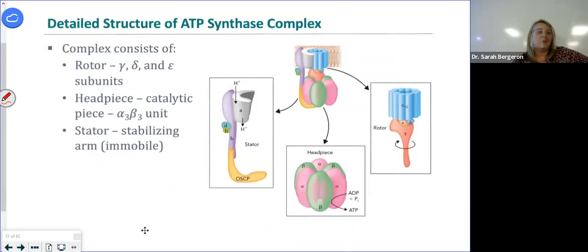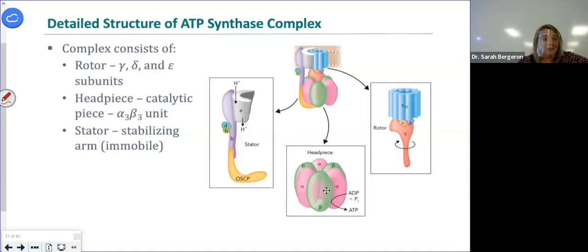Okay, if you take a look, you can break this down into 3 major components. In that F1 complex, you have what's called the headpiece. The headpiece contains the catalytic subunits, right? Each of these individual alphas and betas are going to bind different things. They're going to have to bind ADP and Pi.